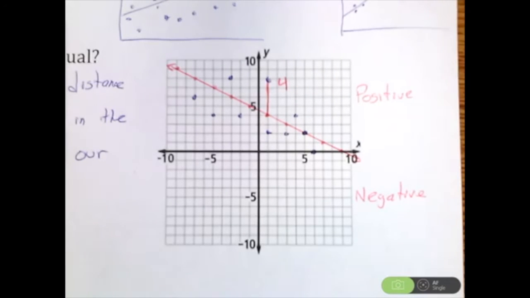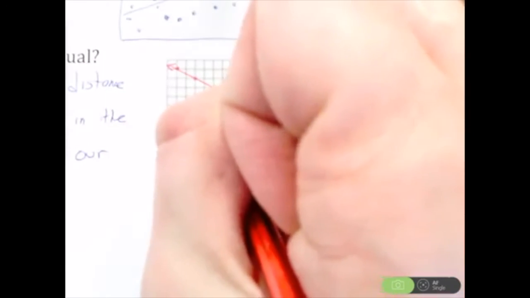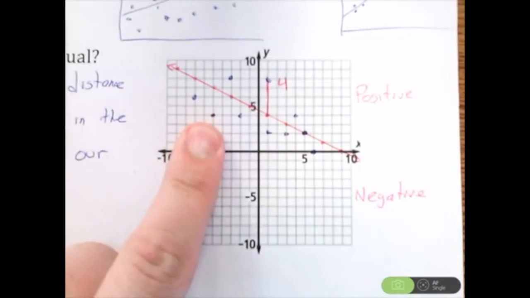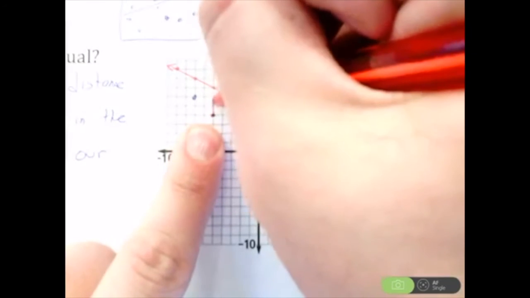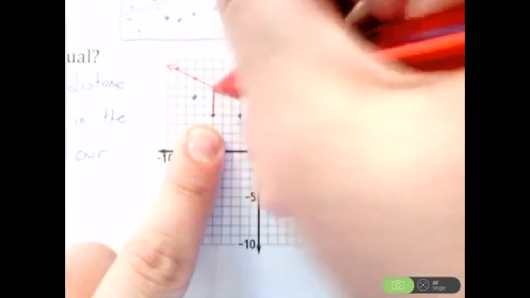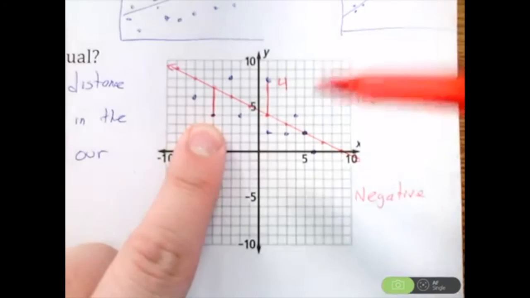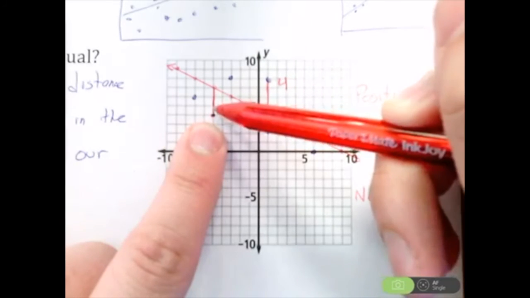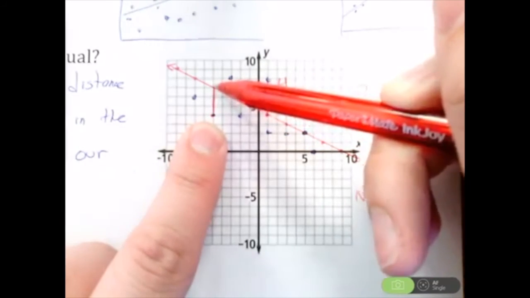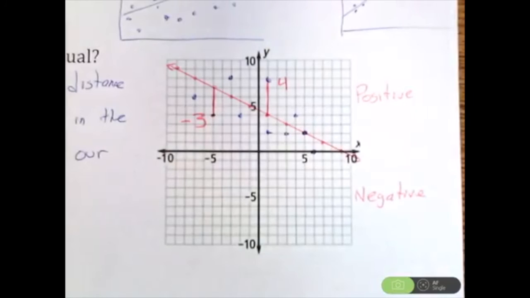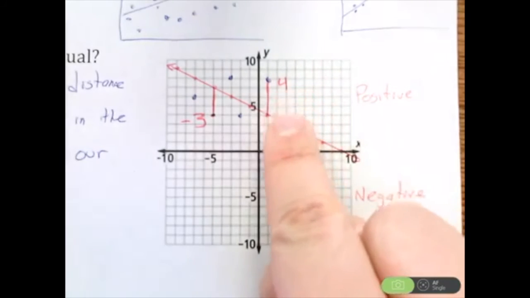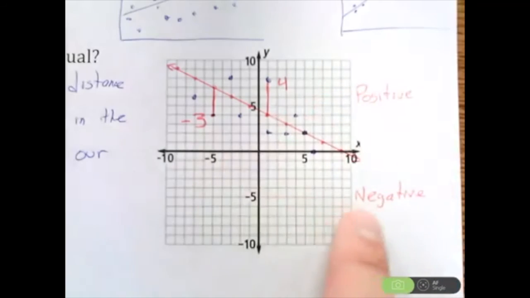I could do this for another point. How about this point over here? Again, it's the vertical distance, this vertical line right here, and you just count the distance: 1, 2, 3. But since we're below the line, the residual is -3. So for points above the line, you count the distance and it's positive. For points below the line, you count the distance and it's negative.